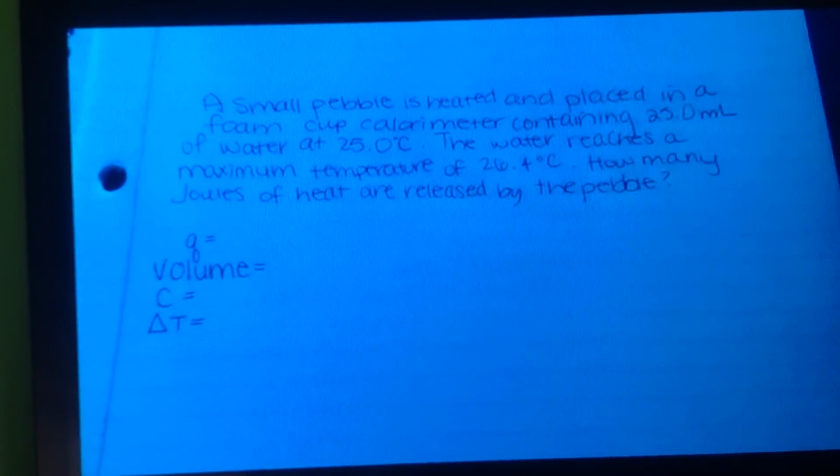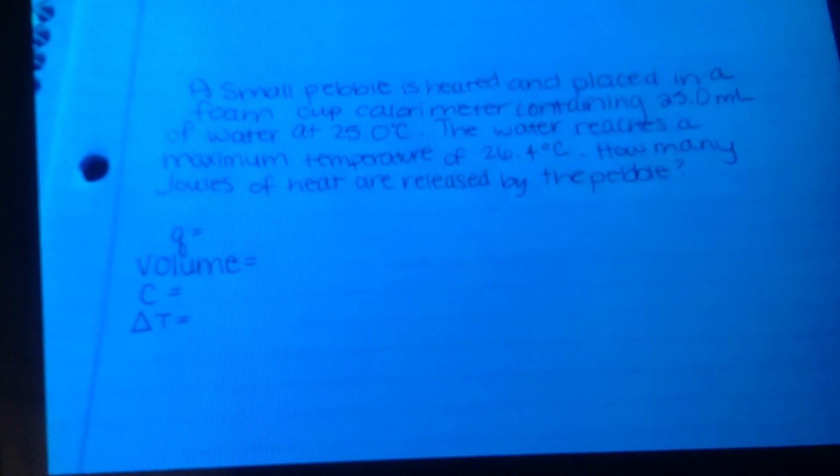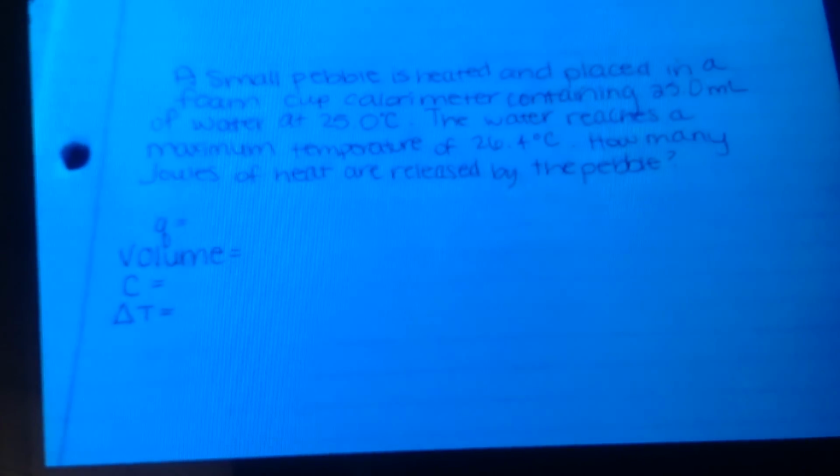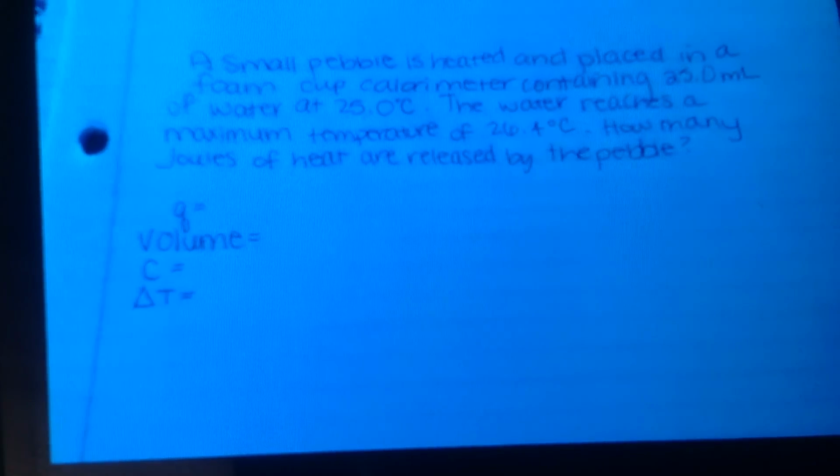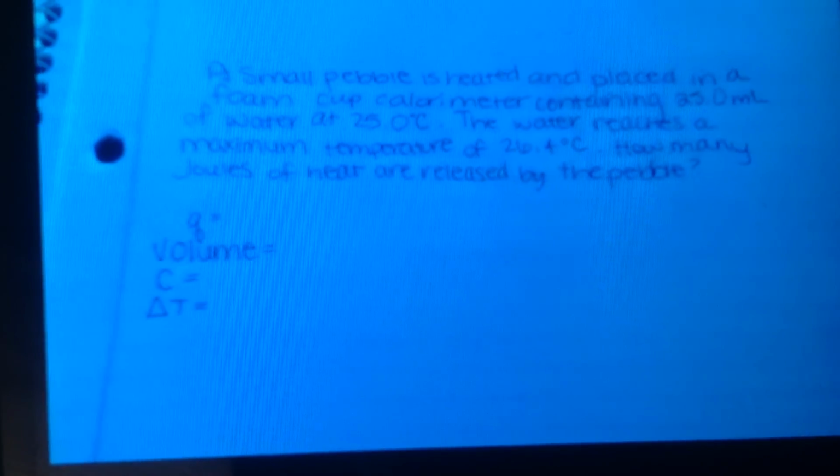In this sample problem, a small pebble is heated and placed in a foam cup calorimeter containing 25 milliliters of water at 25 degrees Celsius. The water reaches a maximum temperature of 26.4 degrees Celsius. How many joules of heat are released by the pebble?